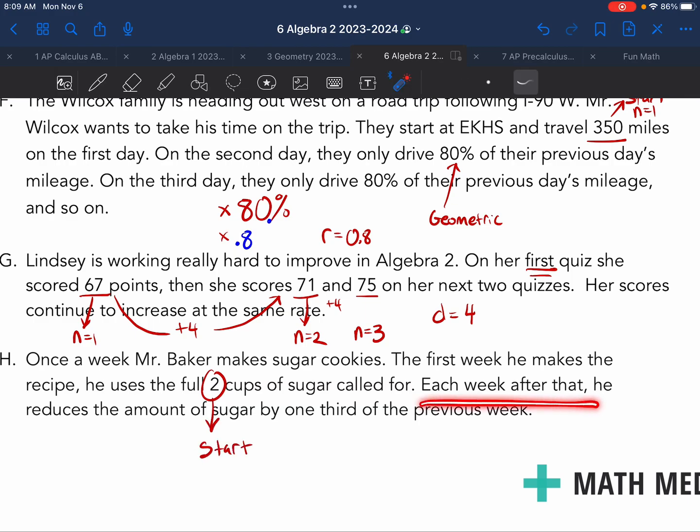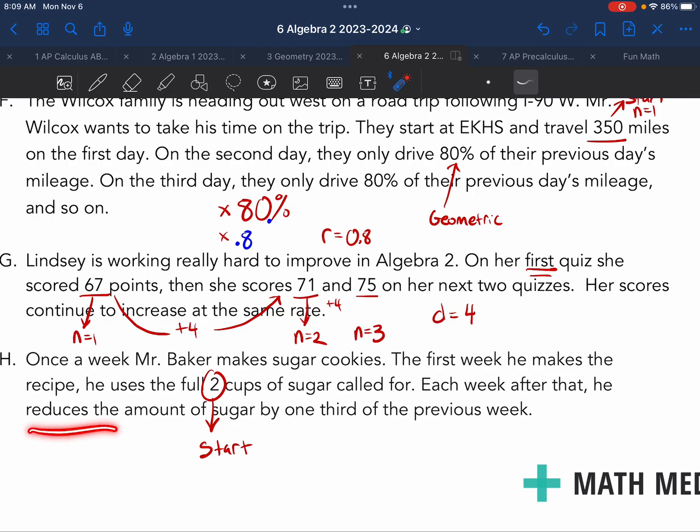And then each week after that, he reduces the... What is he doing? Why is he reducing the sugar? Whatever. He reduces the amount of sugar by 1/3 of the previous week. So if I'm taking 1/3, am I subtracting 1/3, or am I multiplying by something that has a 1/3 in it? So we need to think about this carefully.